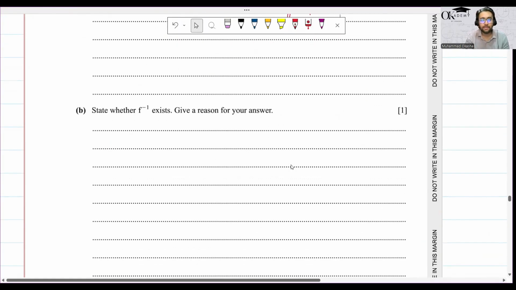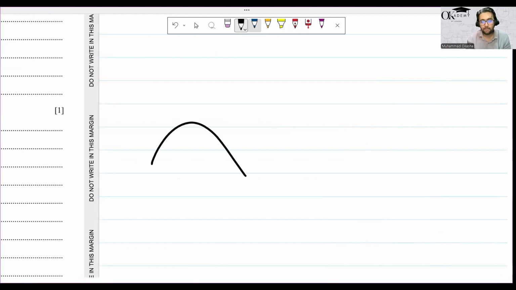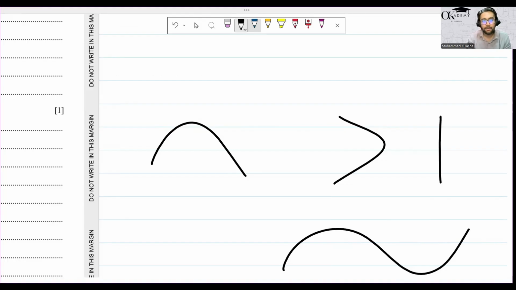Give your answer. If you remember, we talked about the horizontal line test and the vertical line test. Let's say we have a few functions. I'm going to draw a few functions. There is a vertical line test which tells us whether a given relation is a function or not a function.